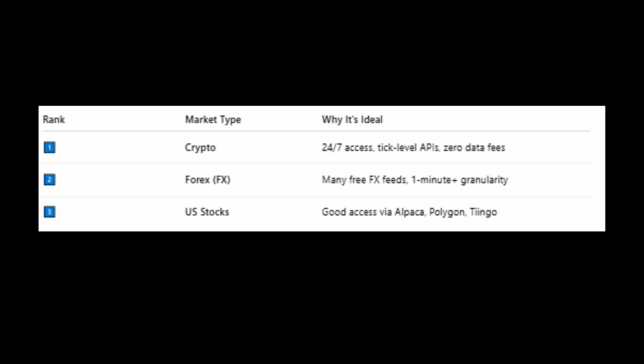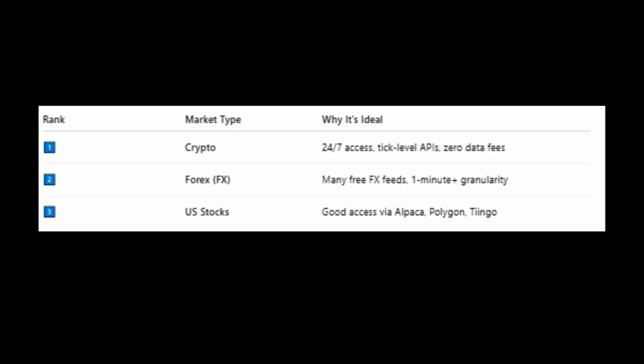And then I would say forex, FX in second place. Again, it's a regulated market, but it's not exchange based, and that's why you can get many FX feeds free. Some good quality stuff out there for you to try and test.